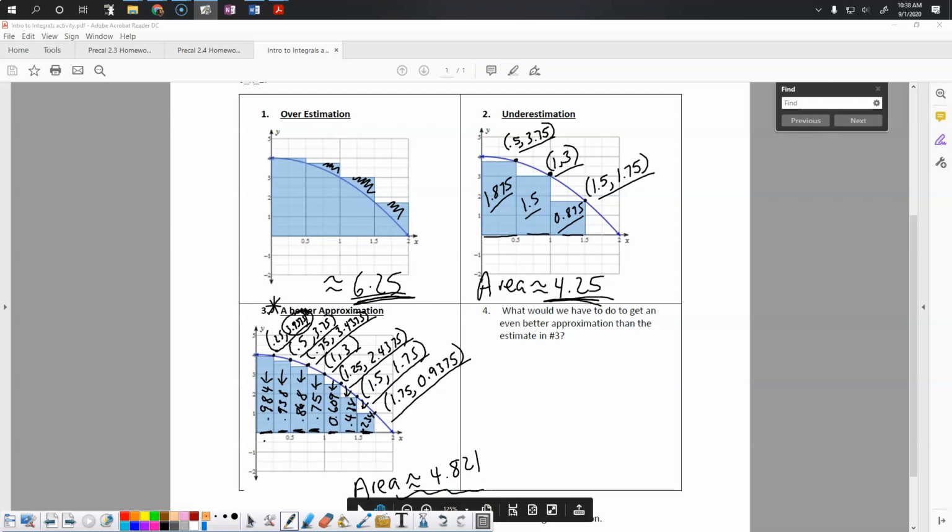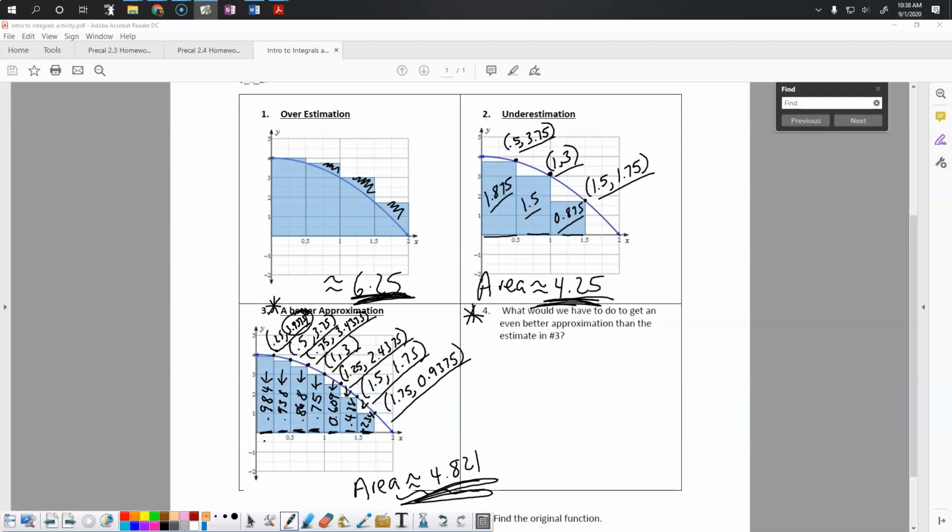Okay, now why is that a better approximation? Well, for one, remember how we said this was too much, this was too little? Notice this is in between, so that's good. But number 4, I'll let you guys ponder, why is that a better approximation? What would you have to do to get an even better approximation?